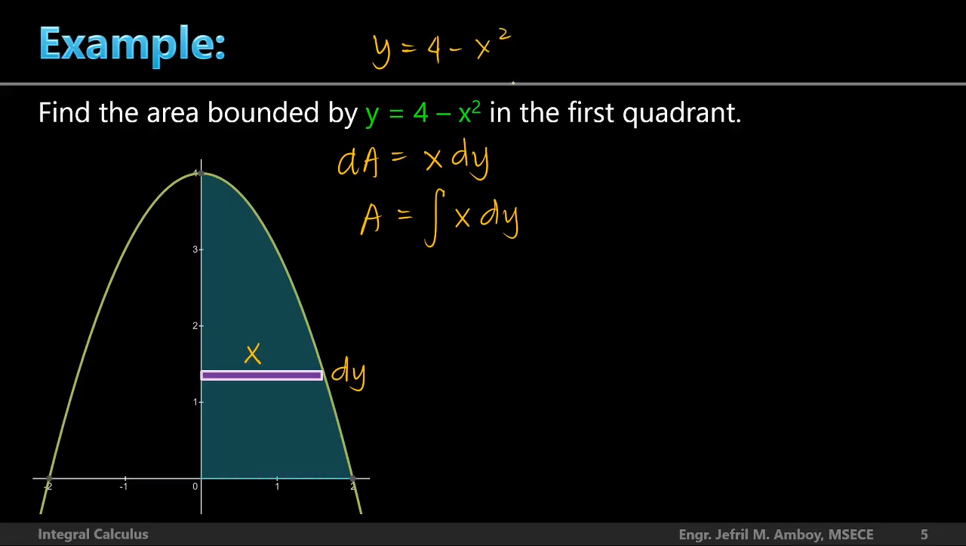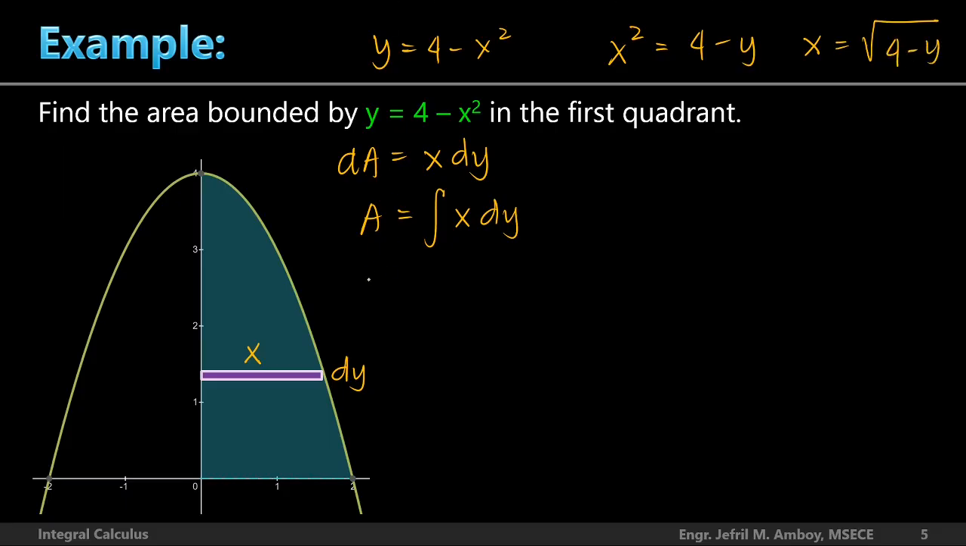O, diba? So, you just solve for x. Ay, paano yun? Ilipat mo siya. Gawin mo siyang x squared. Tapos, gawin mong 4 minus y. That's it. Okay, to get x, you just get the square root of both sides. So, x is now equal to the square root of 4 minus y.